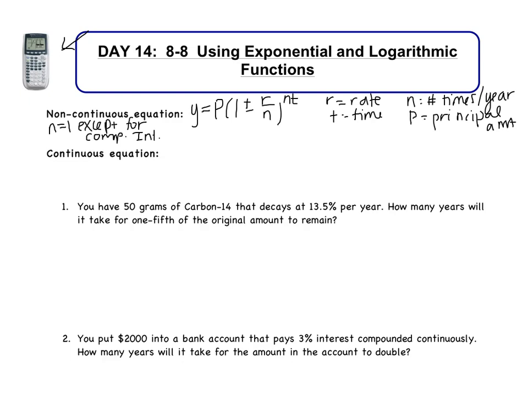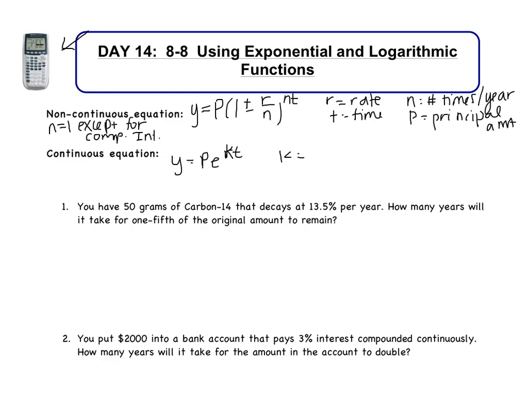Now the continuous equation is for growth or decay that's happening continually. It's happening all the time. This one is y equals p e to the kt, not to the r. Okay, and this one should look familiar. It's very similar to the compound interest equation that we did in the last video, except instead of k, we had an r.